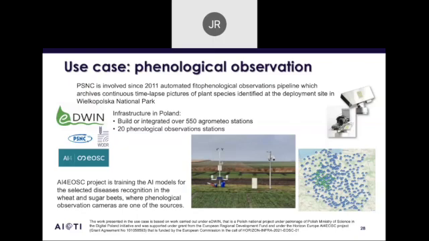So for automated observation, such phenological observation stations are being placed.